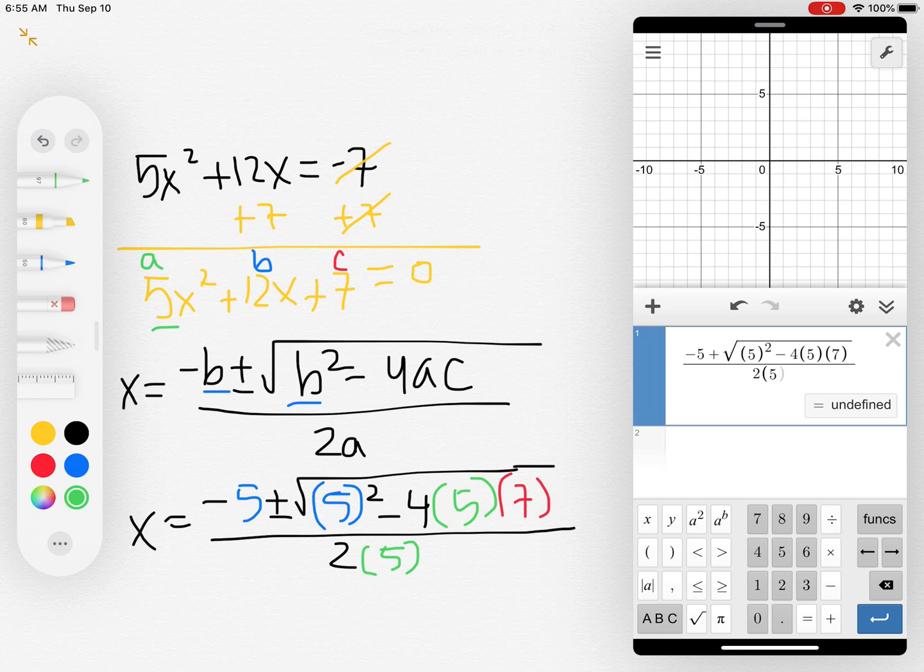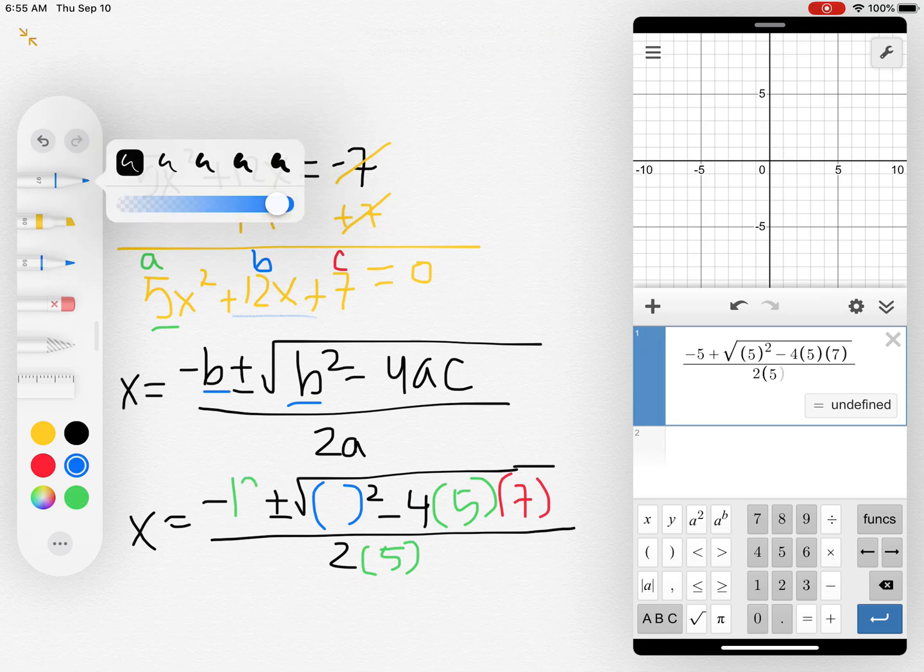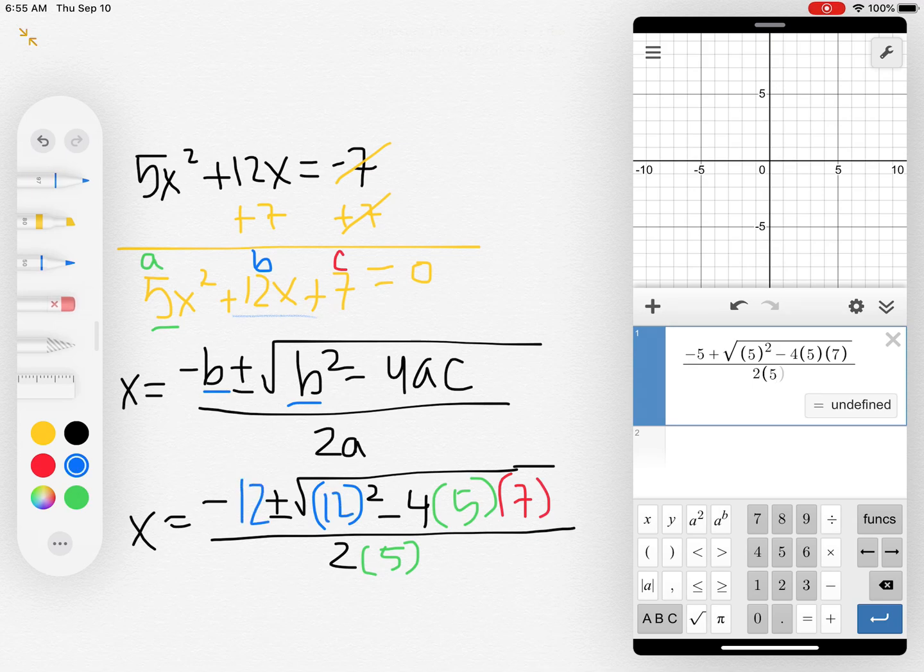Uh-oh, Houston, we have a problem. Oh, I see what I did. My b is not 5, my b is 12. So, moral of the story here is make sure you have the right numbers in the right places. B should be 12. So I need to change both of these to 12s. My bad. Don't do what I do. So, if you ever run into a problem, make sure your A, B, and C are in the right spots. So this should be a 12. This should be a 12.